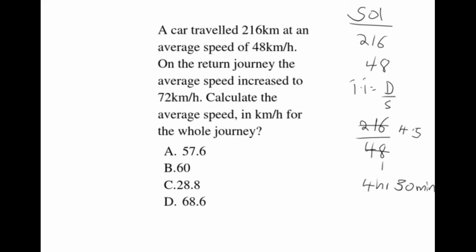Then we are told that on the return journey, the average speed increased to 72 kilometers per hour. The time taken on the return journey is 216 divided by 72. Simplify. By 72, 1. By 72, 3. Time taken for the return journey is 3 hours.